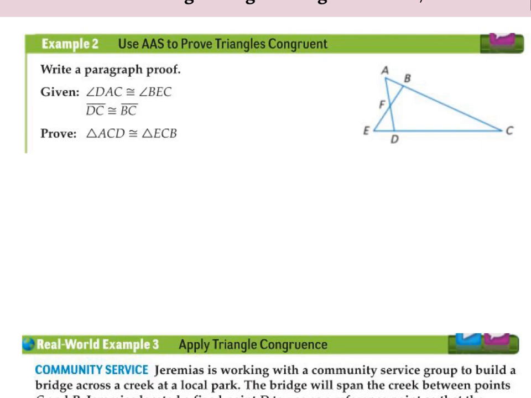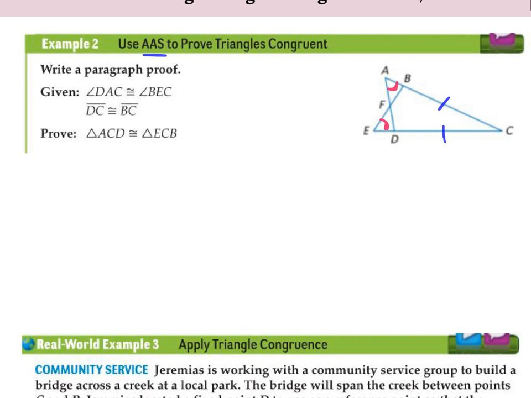Okay, so we are given that angle DAC, so this right here, is congruent to BEC. Remember, if you're not sure of the direction, just trace from the letters. DAC, angle in the middle, BEC, angle in the middle. Okay, those are congruent per my givens. And then also, line DC is congruent to line BC. Okay, so I need to prove that these two triangles are congruent. Right? Well, I have a congruent angle and a congruent side. For this example, we're trying to use AAS, so I need another angle to prove that.